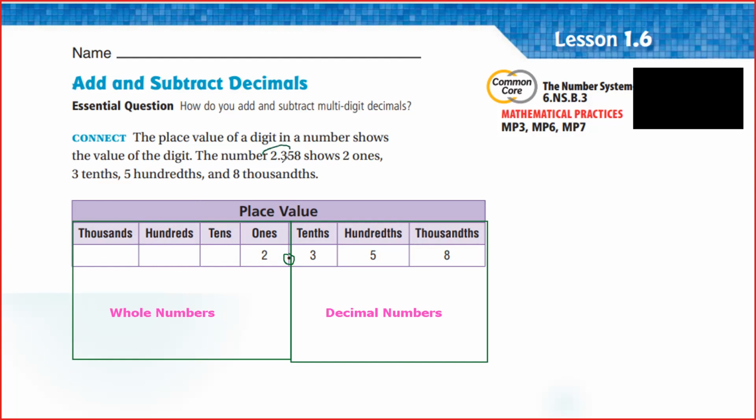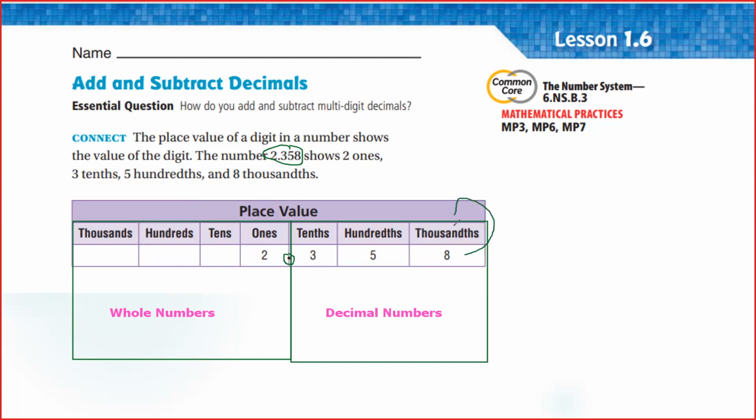So this number here, if I want now to represent it in the place value chart, I will put 2 under the ones and 358 thousandths. Now, do you remember what the decimal numbers are? No, you have to say 2 and 358. And where is the last number located? It's located in thousandths. So you have to say 2 and 358 thousandths.